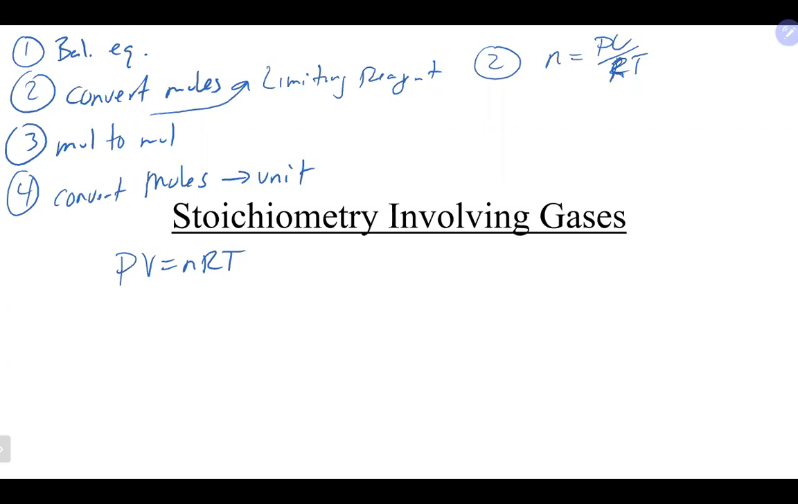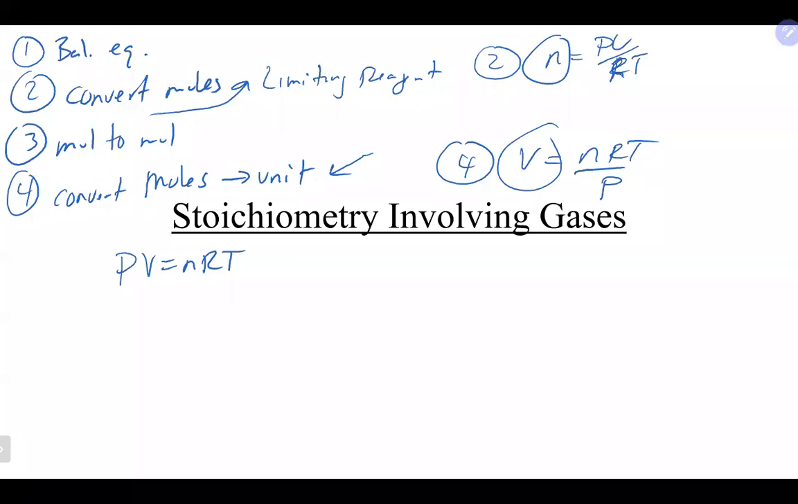So instead of doing grams to moles using the molar mass, we would use the ideal gas law, get the moles, and then proceed just like the normal stoichiometry problem. Most commonly, though, is in step number 4 here. We use the ideal gas law and solve for something like volume, which is nRT over P. So these are 2 common places where the ideal gas law gets inserted.